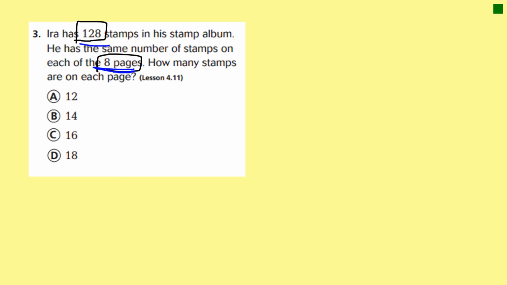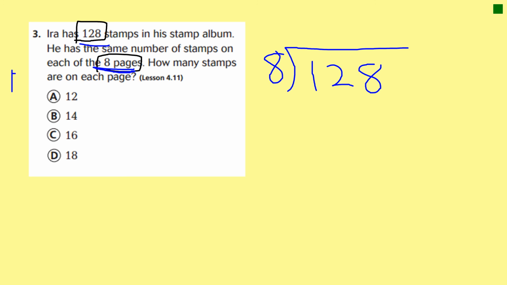Well, think about 128 stamps. Some on the first page, same amount on the second page, same amount on the third page. What operation is that when you have something you're separating into equal amounts? That's right, it's our good friend division. Okay, and do you remember we said, does McDonald's serve cheeseburgers? Just to help you remember the steps.